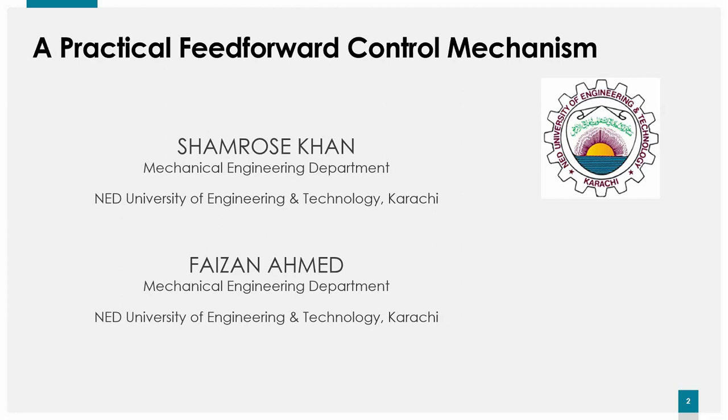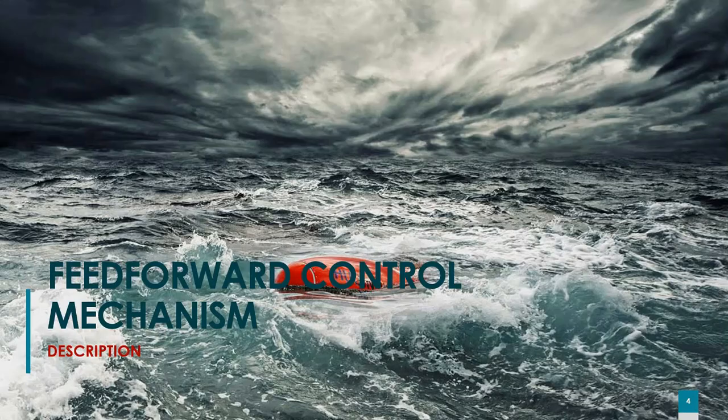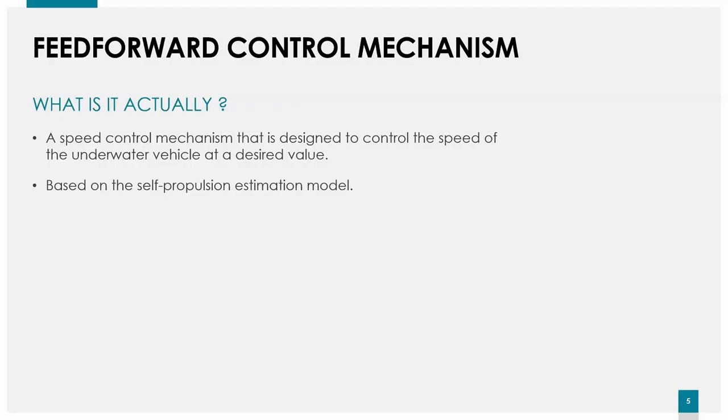The topic we are discussing today is a practical feed-forward control mechanism. This topic is related to autonomous underwater vehicles. These vehicles operate without any human interaction and they operate with the help of computer input. So the feed-forward control mechanism is basically a speed control mechanism that is designed for the purpose of controlling the speed of the underwater vehicle at a desired value. It is based on a self-propulsion estimation model.